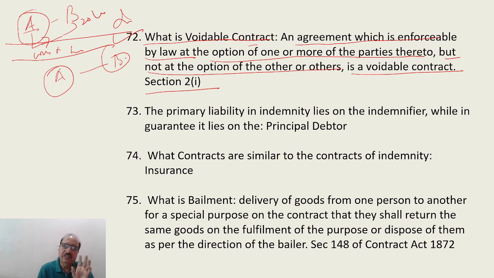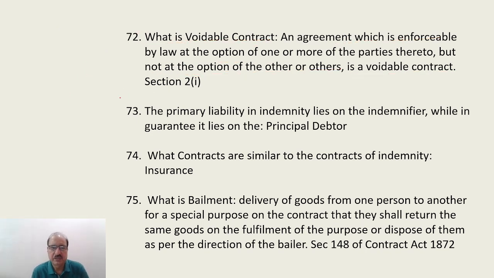A says, I'll sell you my house for 20 lakh, but at any time I can cancel this contract. But B cannot cancel the contract. He has to buy it or pay the penalty. So this is called a voidable contract.